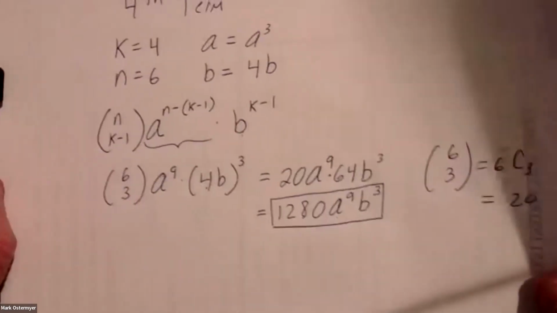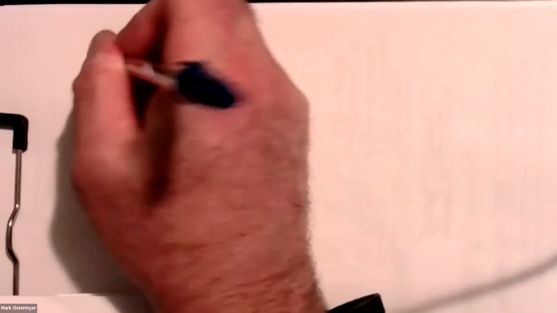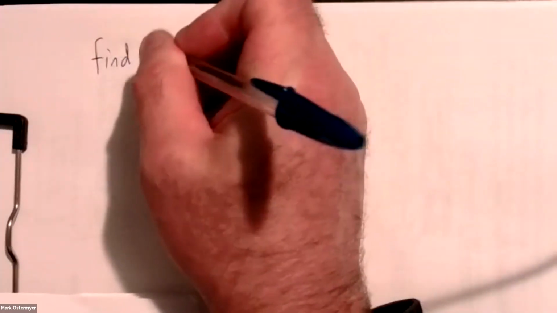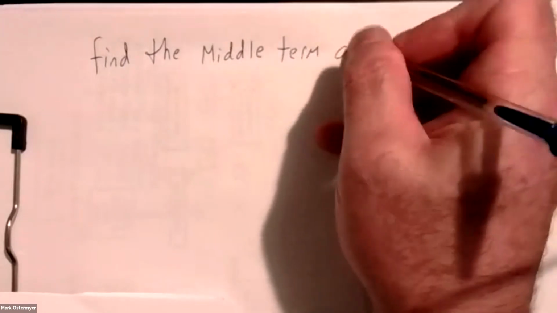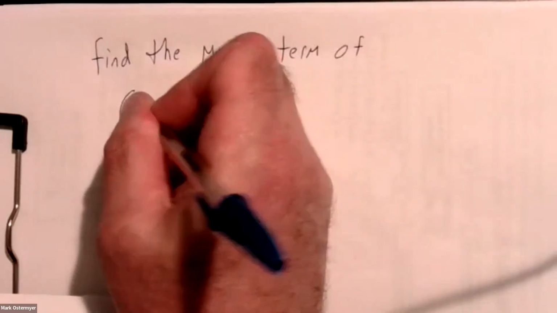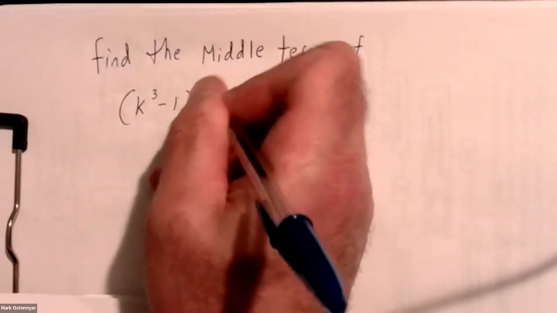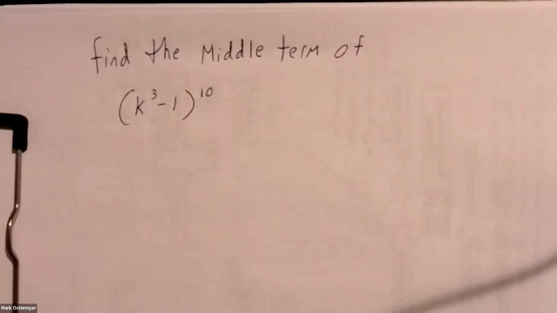All right, show you another one here. Trying to show you one of each type. Your author really loves to shift gears and switch things around very quickly in your textbook. I want to make sure that I expose you maybe to one of each type here, albeit we're fighting the clock as always. Find the middle term of this expansion here, (k cubed minus 1) to the 10th power. They want us to find the middle term of this binomial expansion.